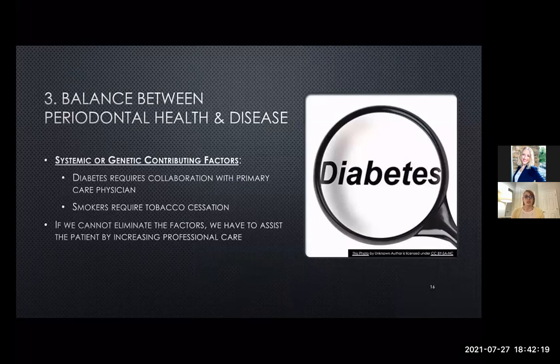So systemic and genetic contributing factors, diabetes is a big one. This has so much to do with periodontitis. We haven't established a causal relationship, but we know that they directly influence each other. So diabetes requires collaboration with the primary care physician. There are also some other professionals we should involve here, a dietitian, potentially an endocrinologist, different doctors with specialties that this patient will have to see.